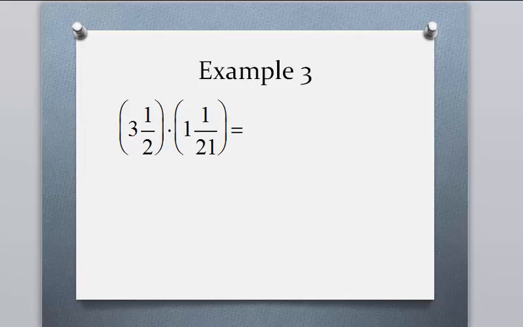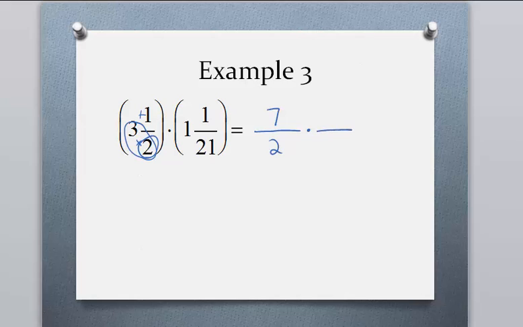Okay, example 3 has mixed numbers. And so the first thing we have to do is change the mixed numbers into improper fractions. You always have to do that with multiplying and dividing. So this first mixed number, 3 1/2, remember that you multiply these two numbers, the 3 and the 2, and then you add the 1. So 3 times 2 is 6 plus 1 is 7. And the number in the denominator always stays the same. So if you have a 2 here, you've got a 2 in your improper fraction.